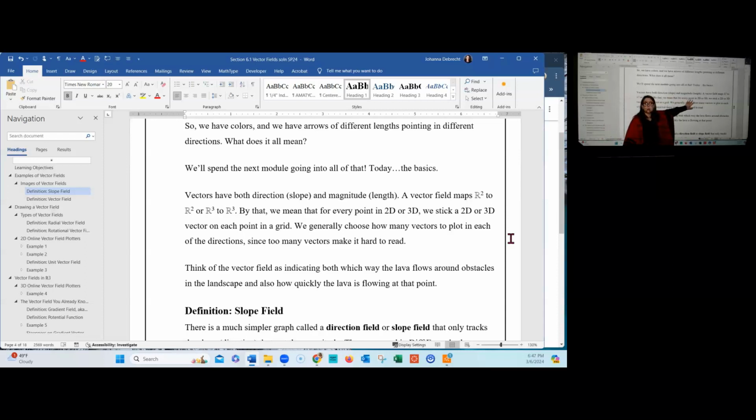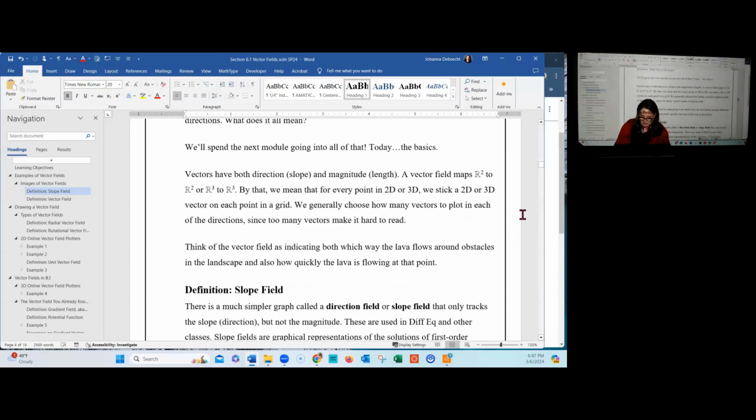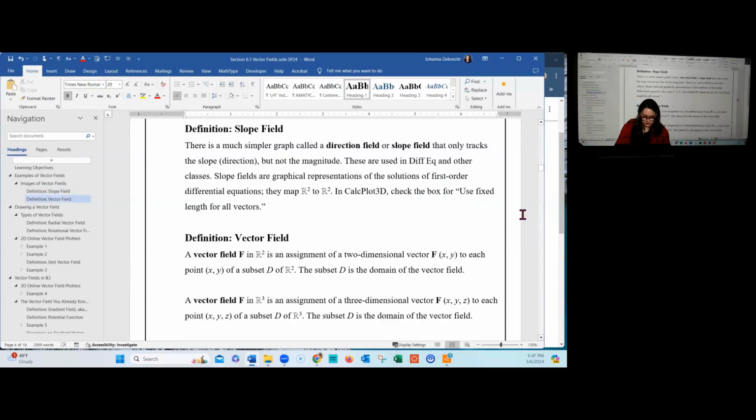Generally, most people will determine a fixed grid, and they will plot what the vector looks like at each point on the grid. We're going to think about how we can use these to represent different things in the real world.